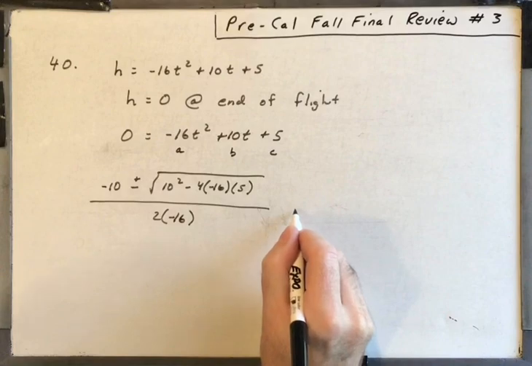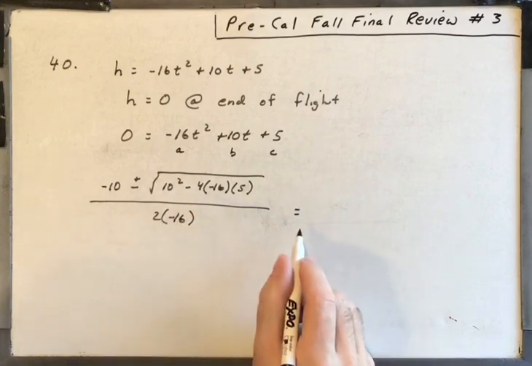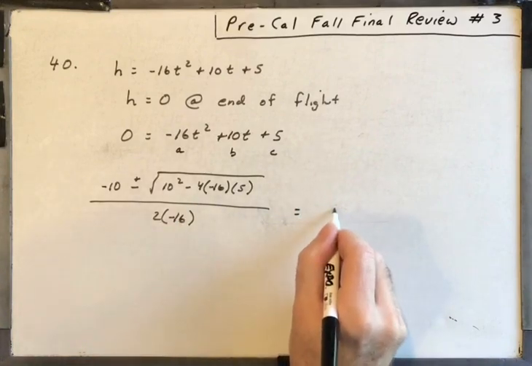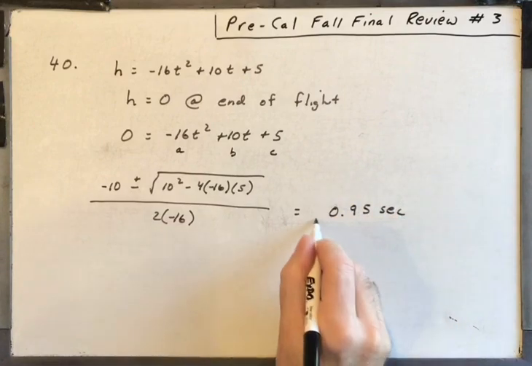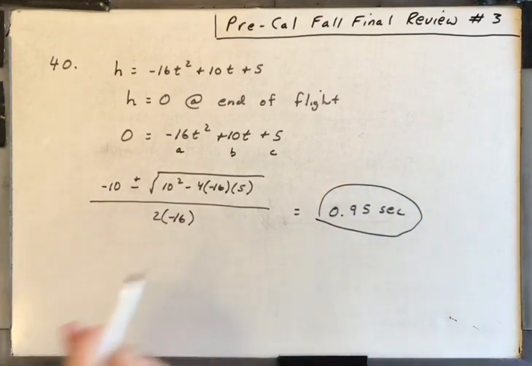All right, you're going to get two answers. One of them's going to be negative. Throw that one out. The positive is 0.95 seconds. You can try that in your calculator. See if you can get it to work out.